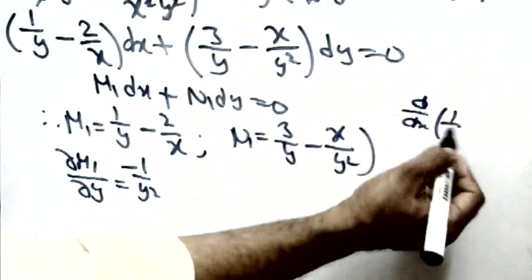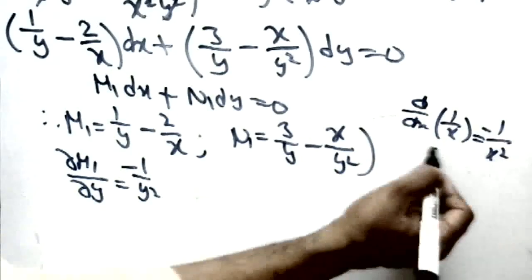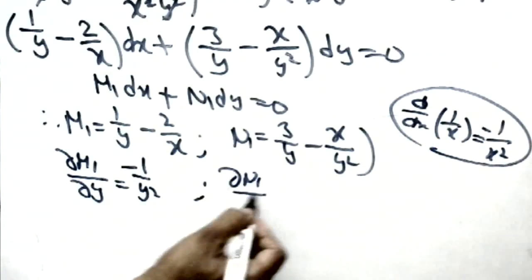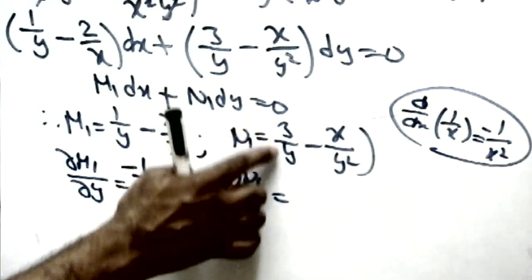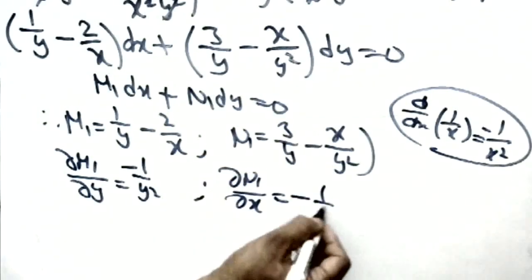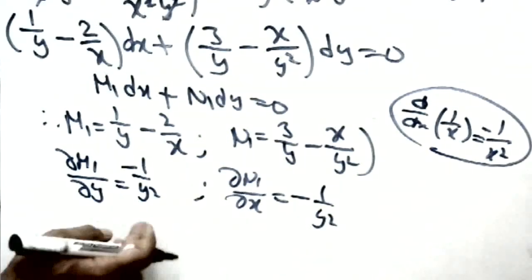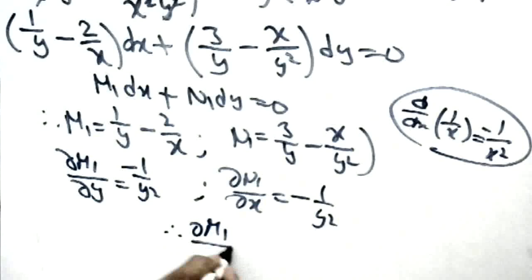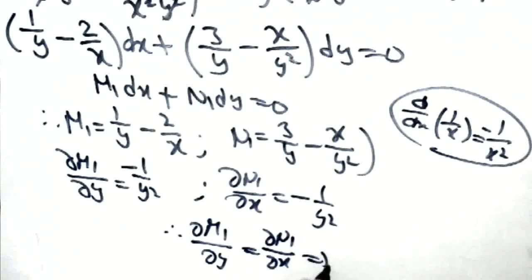We have one formula, d by dx of 1 by x is minus 1 by x square. So similarly here, dou n1 by dou x. Here we don't have x, it becomes 0 minus d by dx of x is 1 by y square. Now you see we got the same values. Now it becomes exact. Therefore dou m1 by dou y equals to dou n1 by dou x implies exact differential equation. Now for exact differential equation we have the formula.